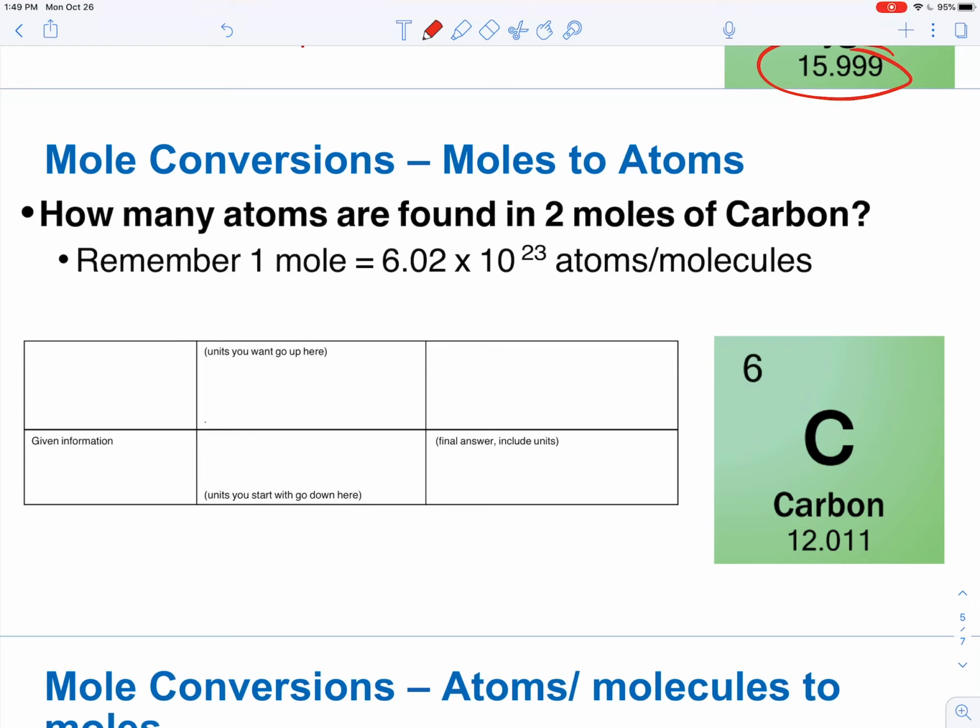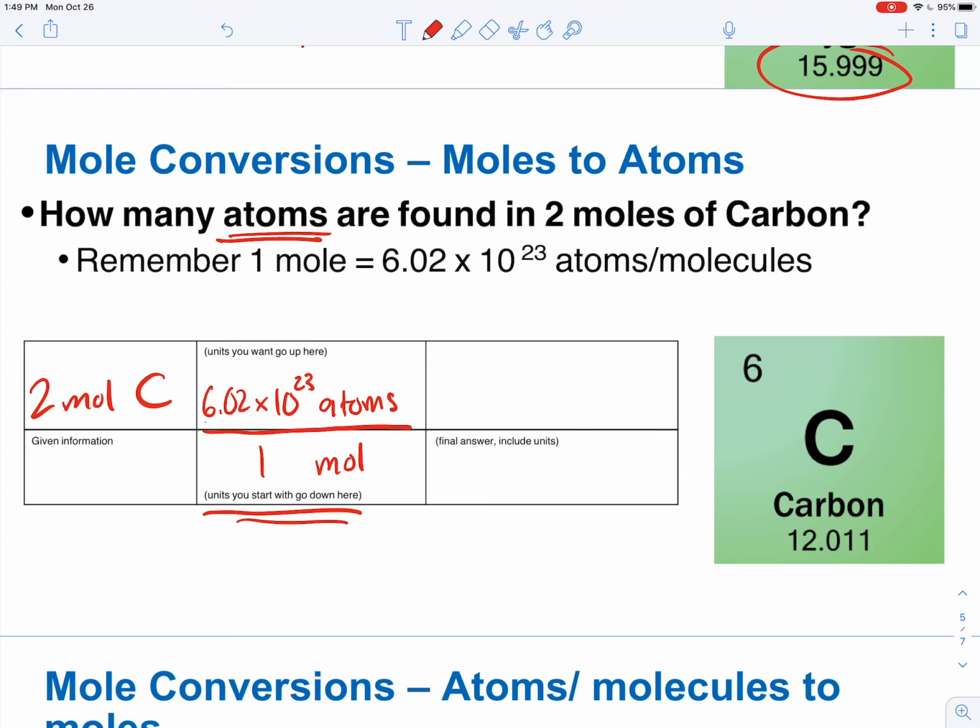All right, next example, we are looking at moles to atoms. Atoms are different than grams. The question is, how many atoms are found in 2 moles of carbon? Remember that 1 mole is 6.02 times 10 to the 23 atoms. Always start with what we're given, in this case 2 moles of carbon. We're looking for how many atoms, so I'm going to put atoms up here, and you should just start remembering this number, Avogadro's number. There are that many atoms for every 1 mole.